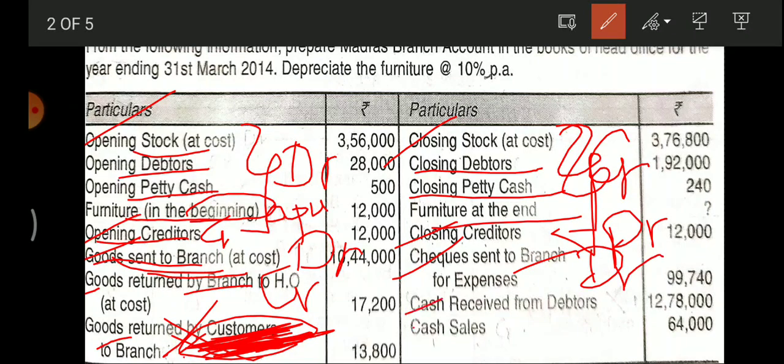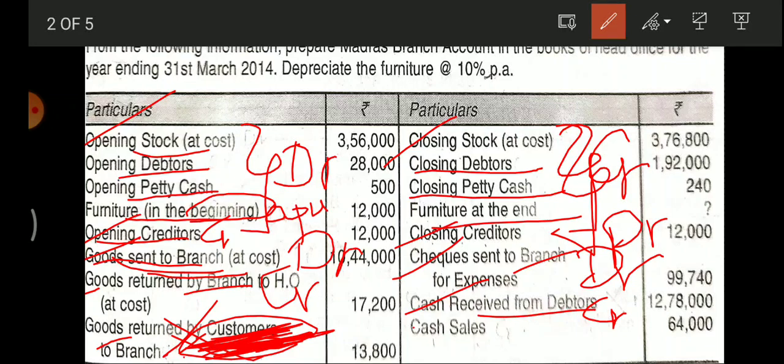Now next, cash receipts from debtors. It means we have received cash from the debtors, which is the realization from debtors, and the standard format is to mention it on the credit side. Because if the branch receives funds from the customers, it has to pay the same amount as a lump sum to the head office. So debtors cash will definitely go out of the branch account.